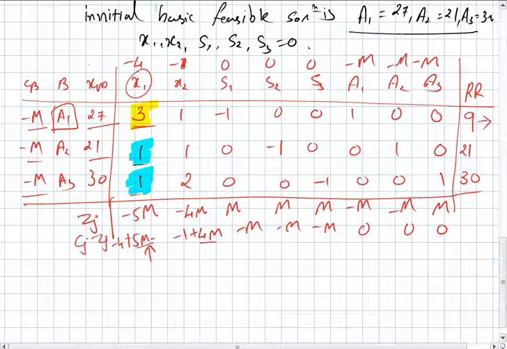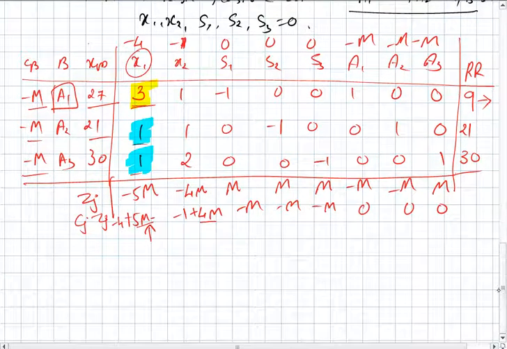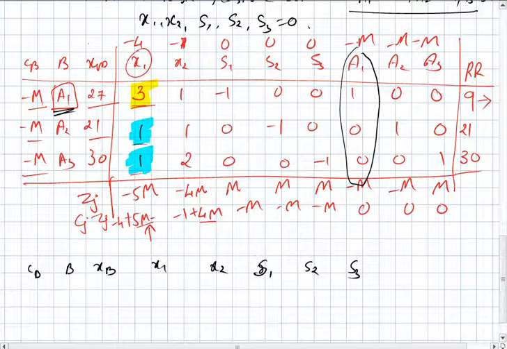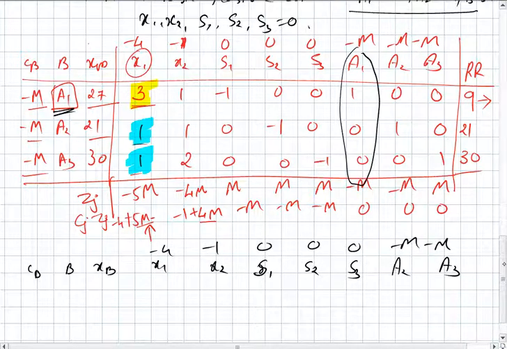First of all we will divide the first row by 3 and then subtract it from the second and third rows. So our table is CB, B, XB, x1, x2, s1, s2, s3. Now a1 is removed, so we will not write the column for a1, only a2 and a3. The coefficients are -4, -2, 0, 0, 0, -M and -M.